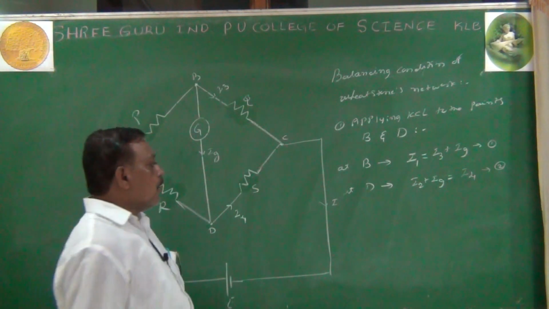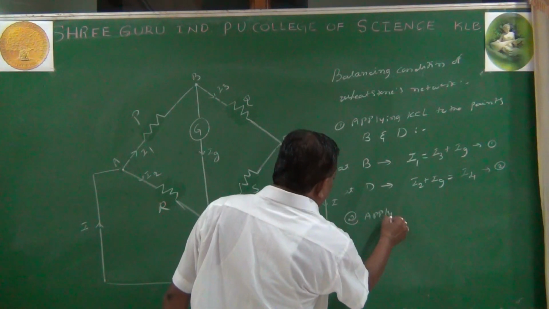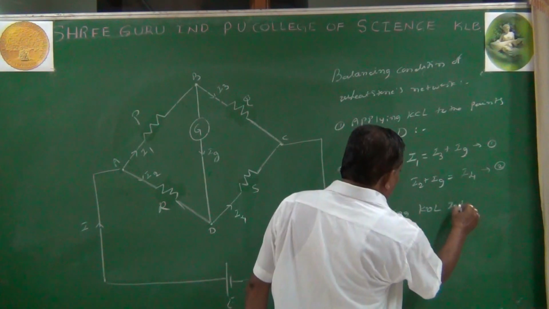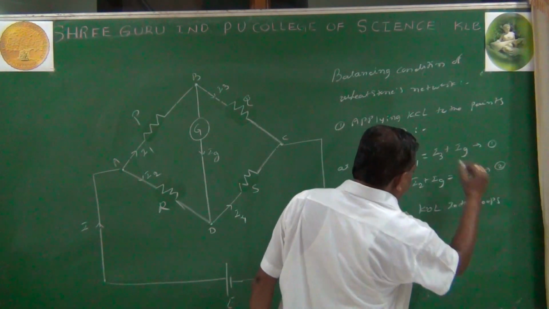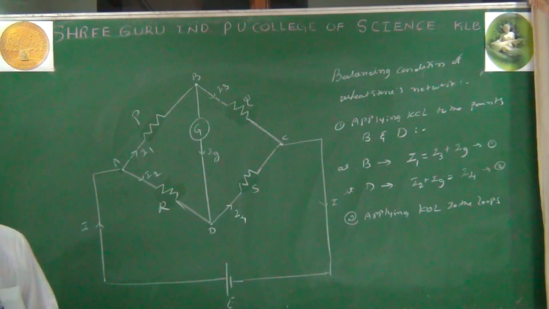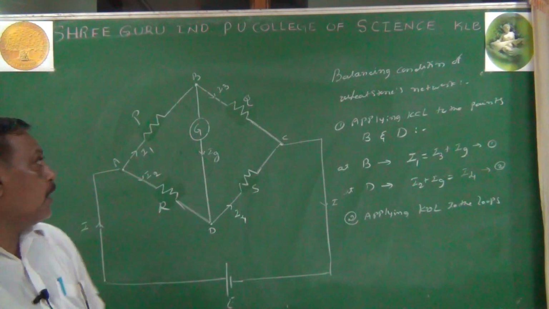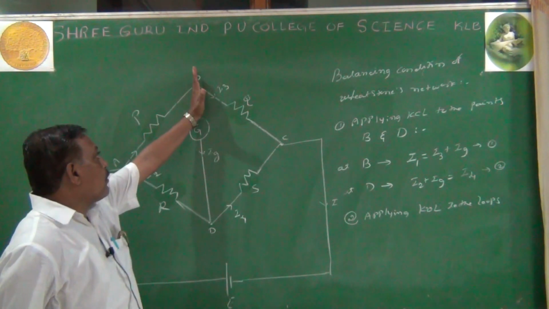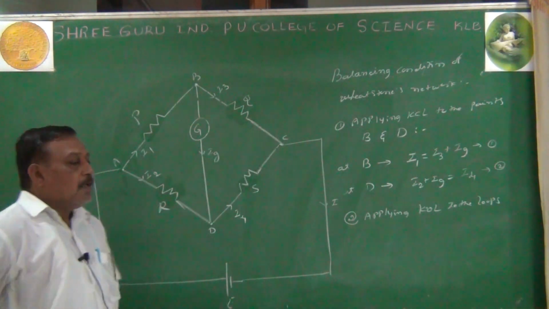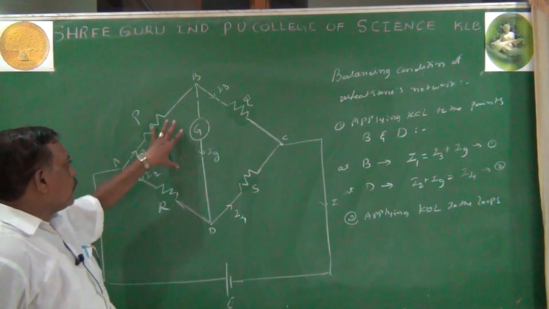Then I go for applying KVL to the loops. I have given the hint: apply the KVL to the battery points including the galvanometer path. What is the galvanometer path? BD. What are the battery points? A and C. By including this battery point and galvanometer path, I make one loop.